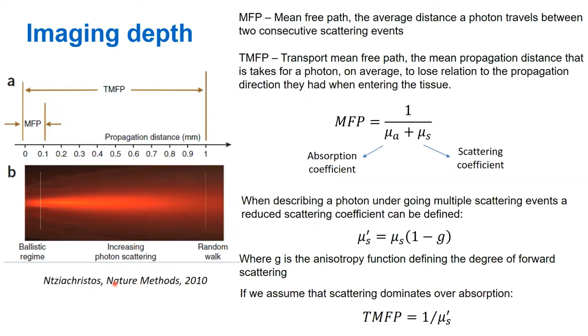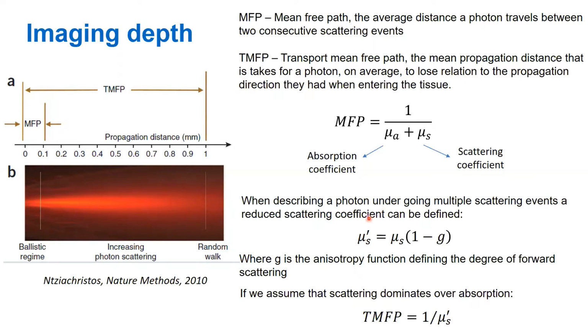This comes from a review paper that's quite a useful read if you're interested in this, and you can see this mean free path here, and you can see your transport mean free path. And by the time you get to this point in your image, essentially the direction of these photons has no relationship to the direction that they had when they first entered the tissue.